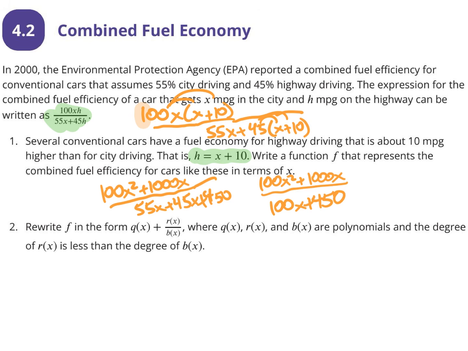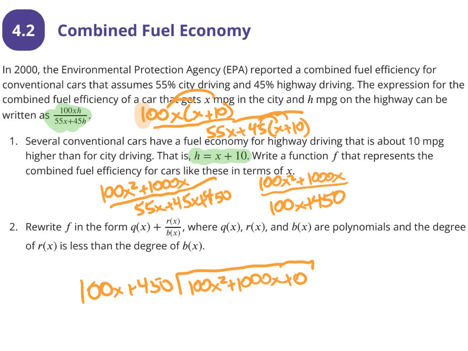Now, rewrite f in the form q of x, polynomial plus r of x over b of x, a rational function. So what we're going to have to do is now go 100x plus 450 into 100x squared plus 1000x plus 0. We have no constant. And we'll continue this division on the next page.